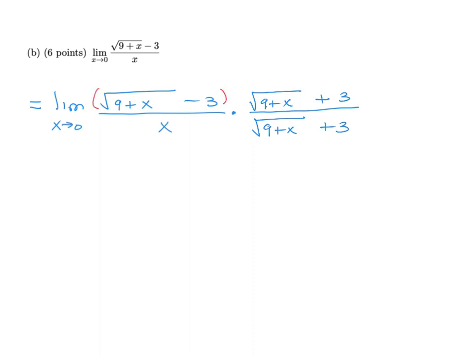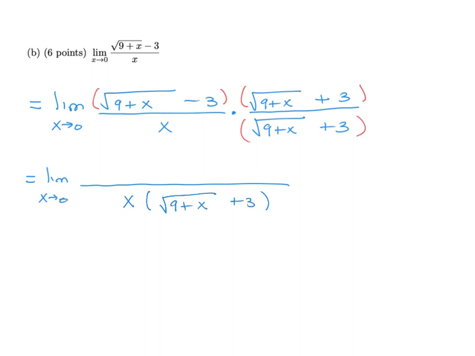Now, when I multiply the tops and bottoms, we get the following. This is the limit as x goes to 0 of, I'll do the denominator first. It's x times this thing, and I will not distribute it in. I would like to cancel the x at some point, so I'll just put x times root 9 plus x plus 3. Now, when I multiply these two pieces together, it's first going to be the square root of 9 plus x times the square root of 9 plus x, which means you're squaring this, which leaves you with just 9 plus x.